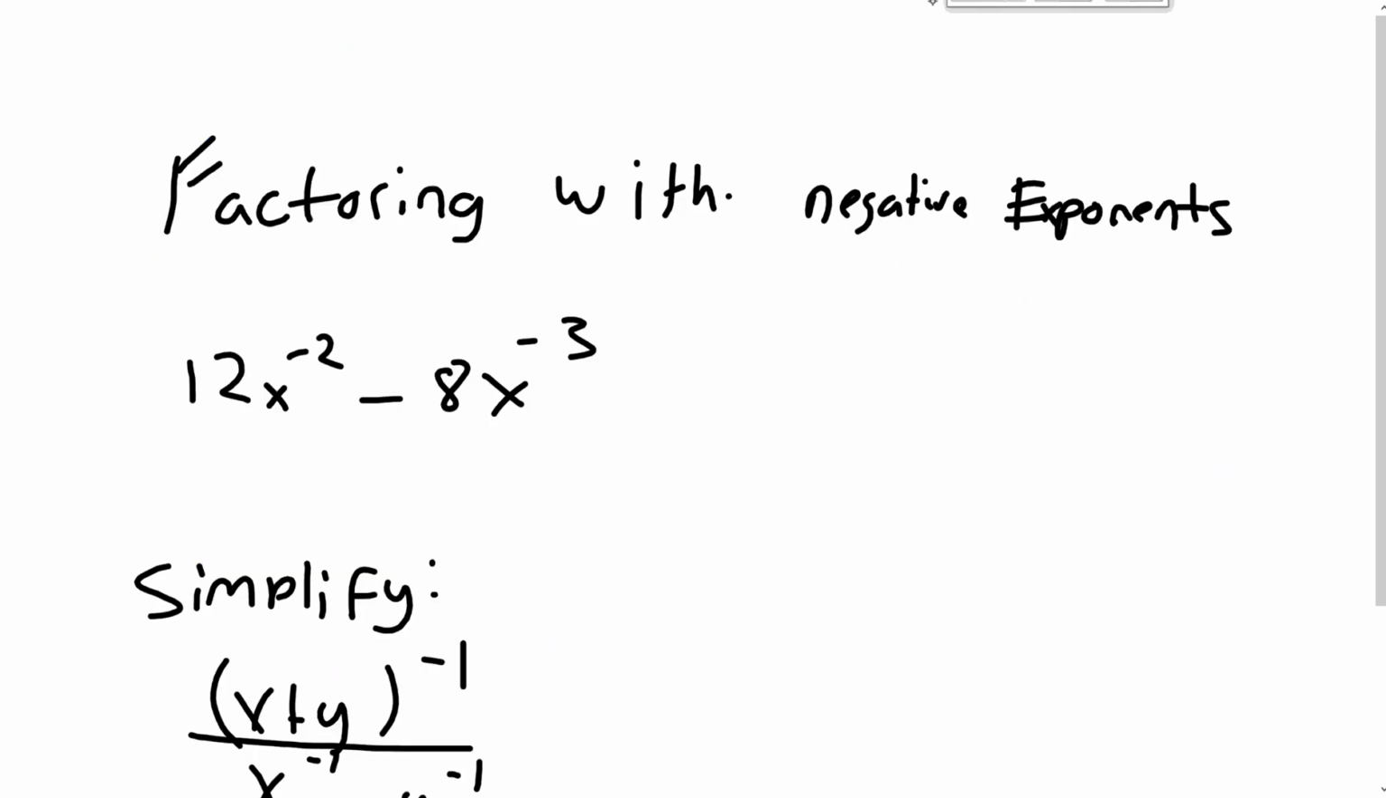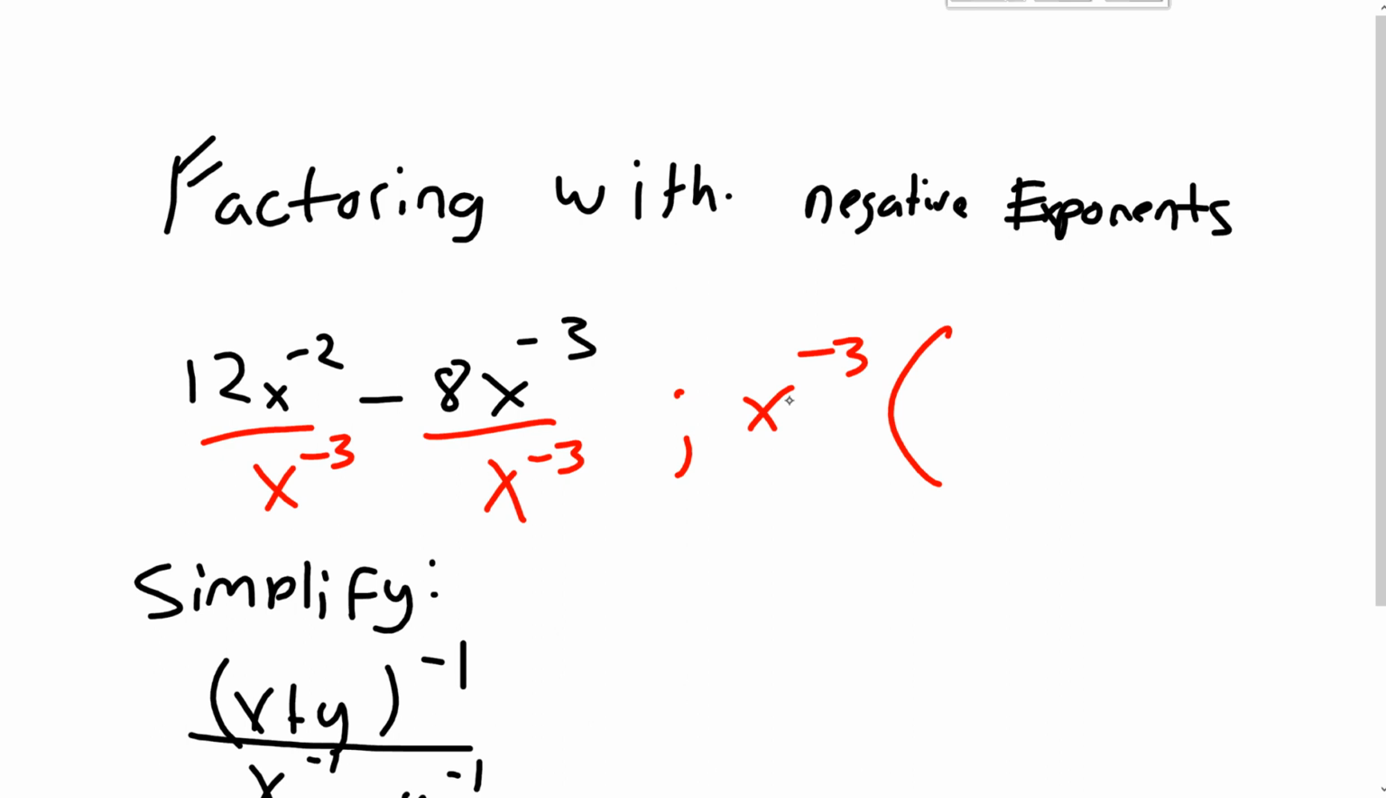Okay, factoring with negative exponents. So whatever the biggest negative is, that's what you're going to divide by, or that's what you're going to factor out. So my biggest exponent here is x to the -3, so that's what I'm going to factor out. And remember, factoring is kind of like undistributing. You're dividing, whereas distributing is multiplication. So you're kind of dividing out, so that x to the -3 is going to go on the outside.